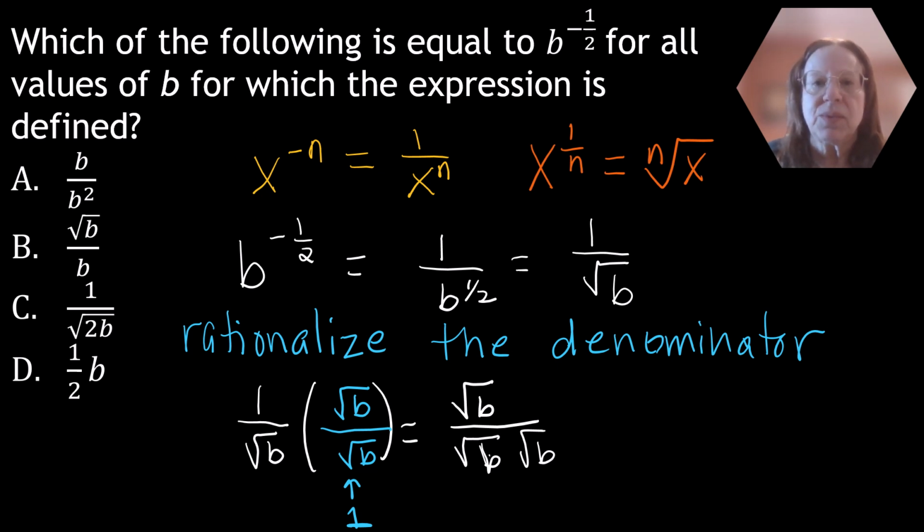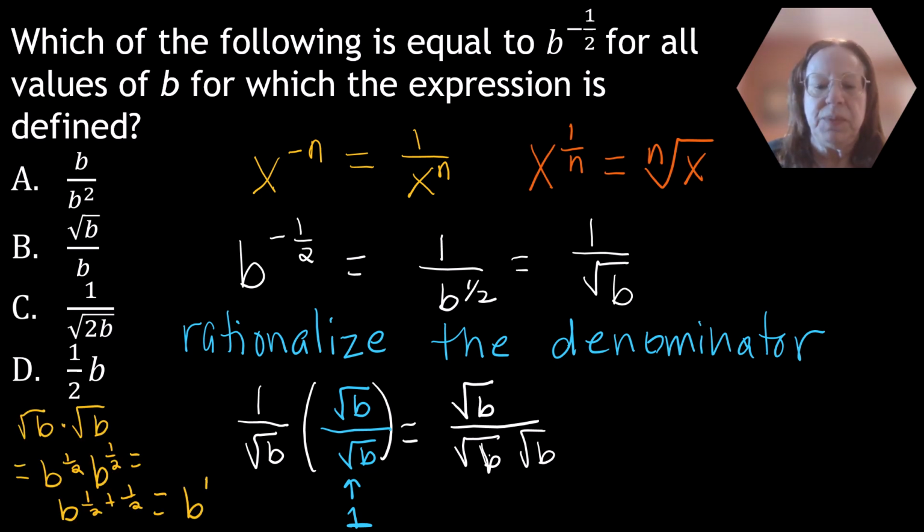And that's going to be the square root of b over the square root of b times the square root of b. So on the left in the yellow, I wrote the square root of b times the square root of b. How do we multiply those two together? Well, you can put it back into the fraction, and you can say that's b to the 1/2 times b to the 1/2. And when you multiply two bases that are the same with exponents, you add the exponents.